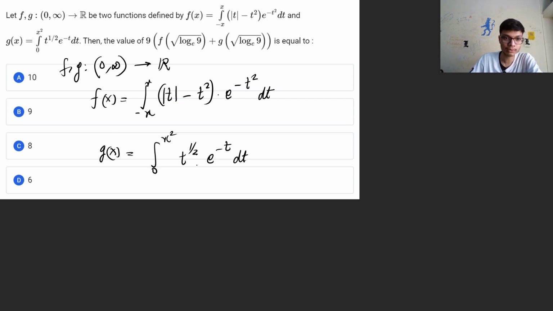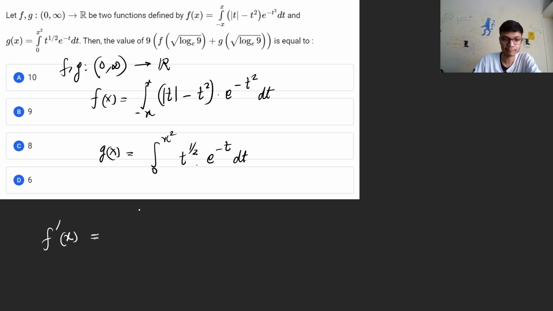Now this particular integral has variable limits. An important thing to remember is that whenever you find variable limits, instead of solving that integral, try to get the derivative of the function whose integral has a variable limit. So from here, if I try to find f dash of x, I will use the Newton-Leibniz rule.